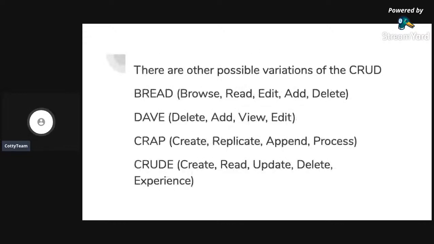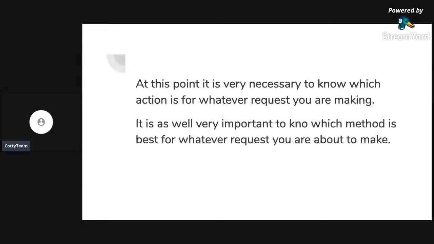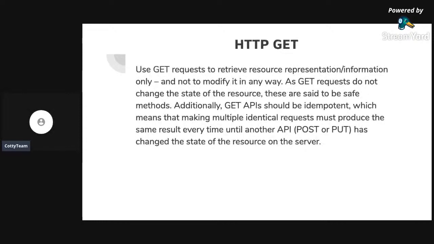So there are other possible variations of the product. We have the BREAD, which is browse, read, edit, add, delete. The DAVE, delete, add, view, edit, CRUD, and CRUDE. So at this point, it's very necessary to know which action is best for whatever request you're about to make. So for the best method for whatever request you have to make, it's also good to plan that. So we have the get, the post, and the like.